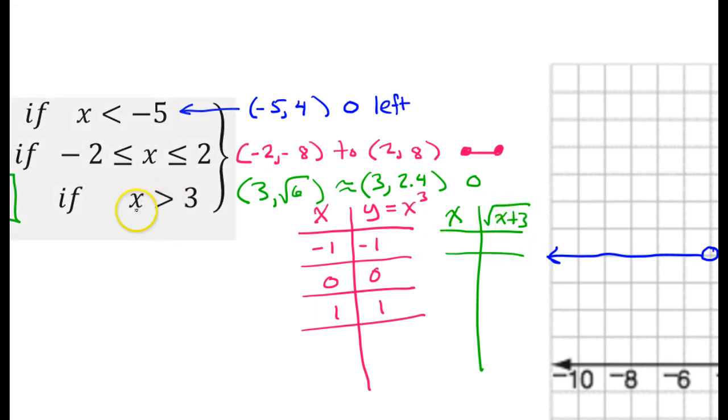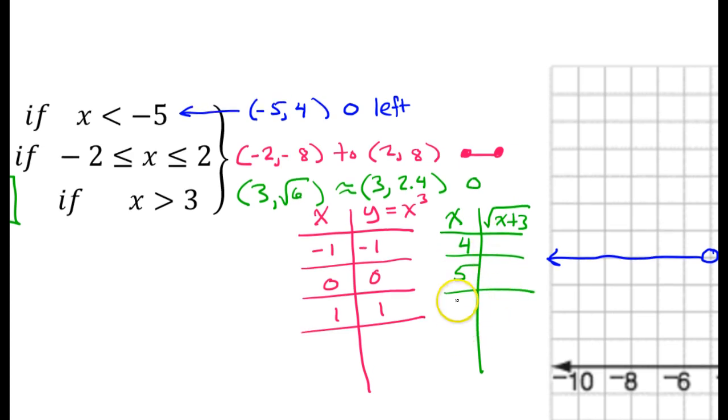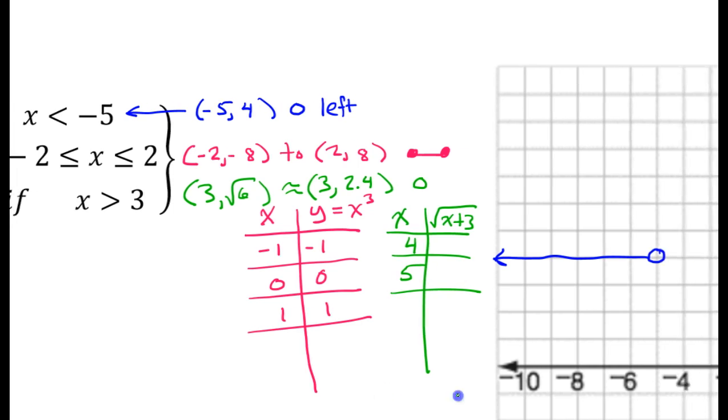We're going to pick x values that are greater than 3. So I'm going to pick, for example, 4 and maybe 5. All right, let's just see how it goes. I might plot more points. Okay, so if x is 4, then this is going to be 7. So that's going to be the square root of 7. So I'm using my calculator to help me out. So that's 2.6.